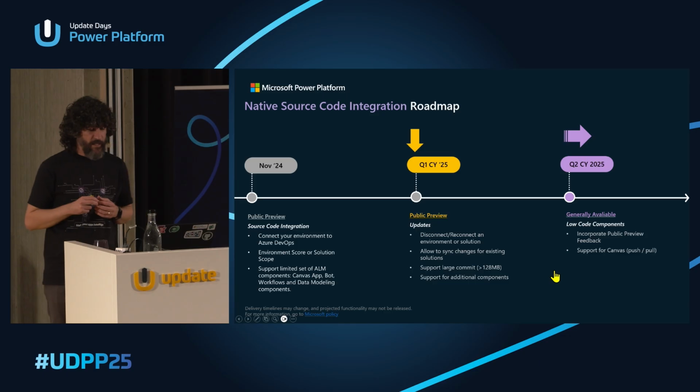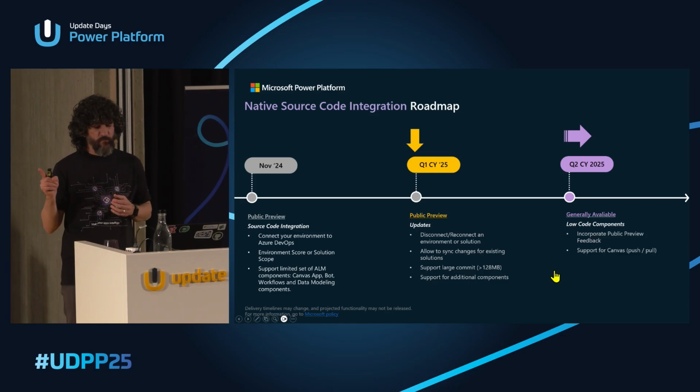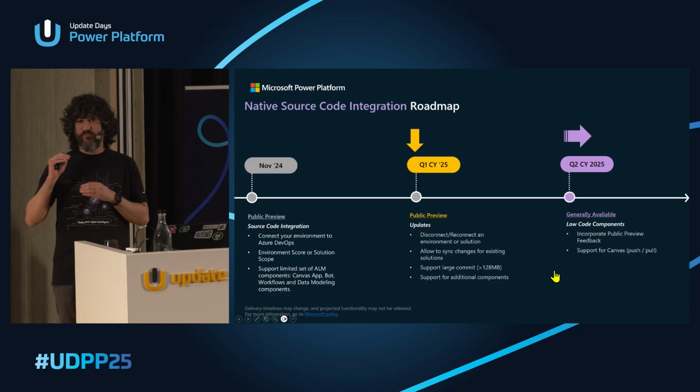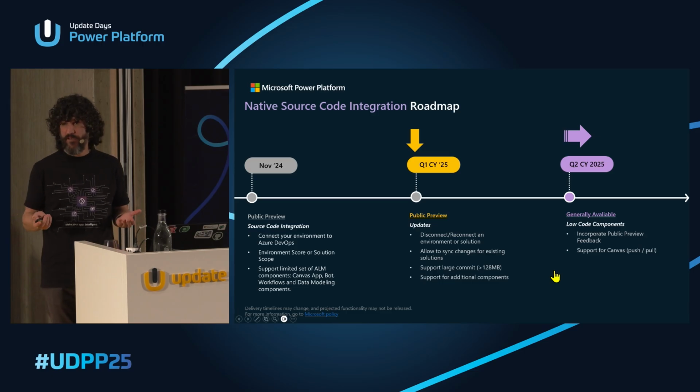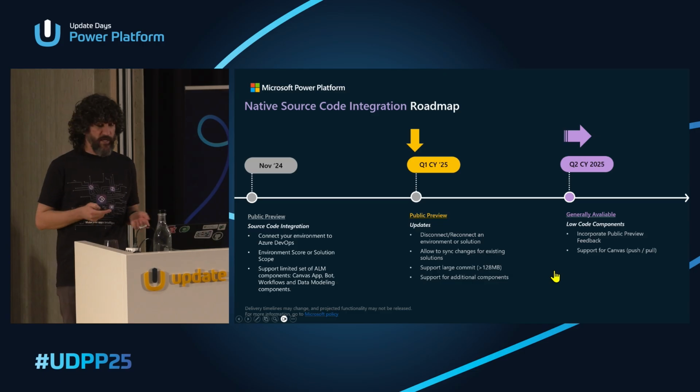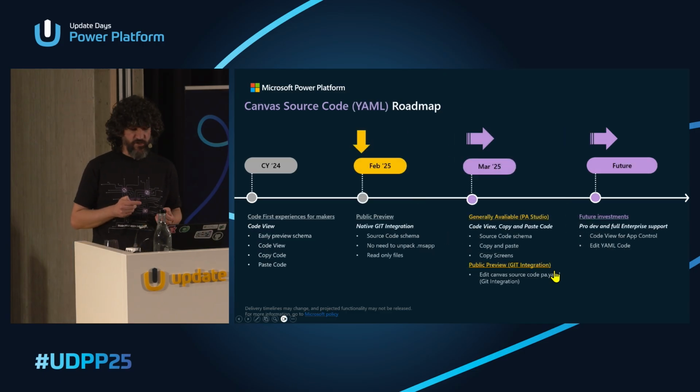So for example, today, you cannot disconnect and reconnect one environment. And also, there is a limitation about the size of your commit. These things will be improved, and they will be coming until we are GA. But the main point here is the scenario. Okay? The scenario supported here is low-code components. We are not building. There is a specific subset of objects that will be supported, and this will improve with time based on usage and based on feedback. Our goal is to enable ALM natively by default, and that's where we are on the native source code integration.